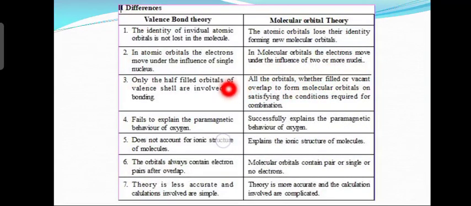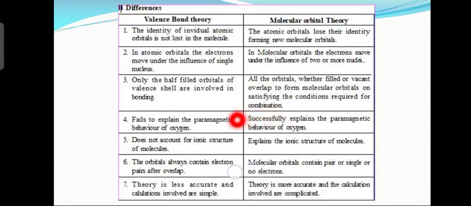Now what is the third difference? Only the half-filled orbitals of the valence shell are involved in bonding. According to valence bond theory, the half-filled orbitals of the valence shell are involved in bonding. What about molecular orbital theory? All the orbitals, whether filled or vacant, overlap to form molecular orbitals on satisfying the condition required for combination. According to molecular orbital theory, the orbitals need not be half-filled. They can be filled or vacant and overlap to form molecular orbitals.